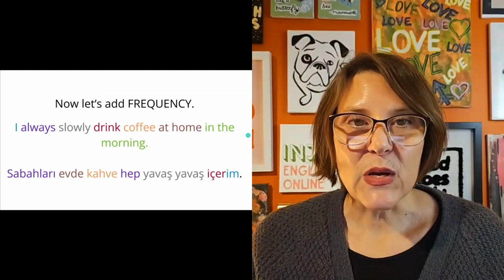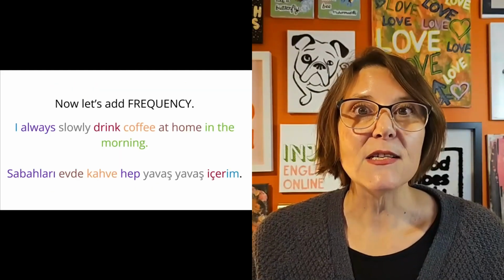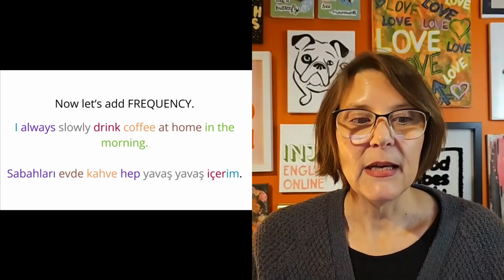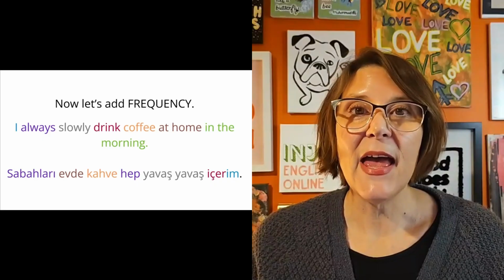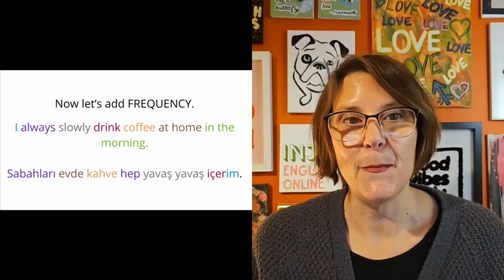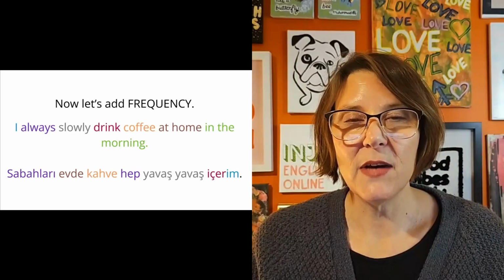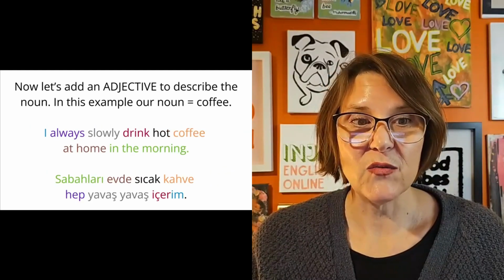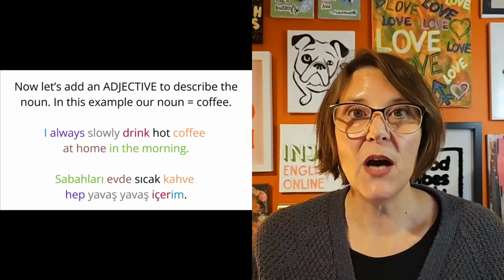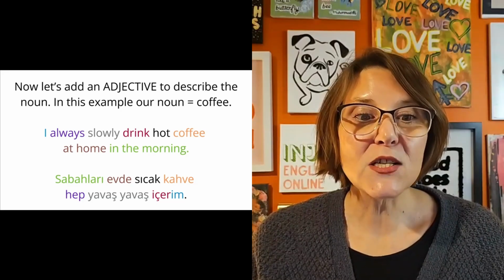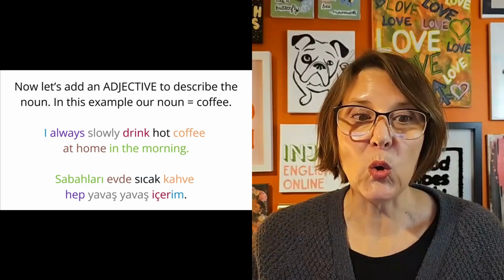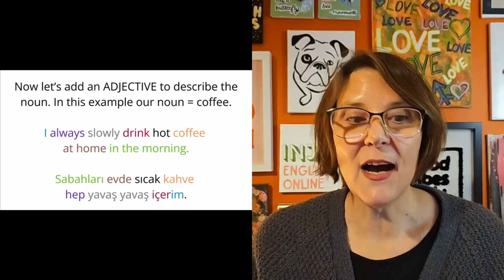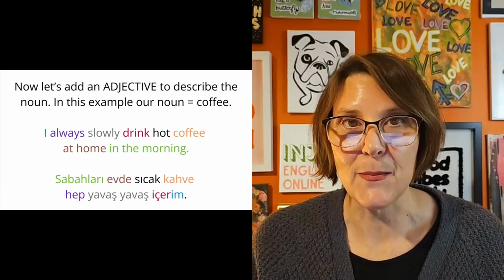Now let's add frequency. I always slowly drink coffee at home in the morning. Sabahlara evde kahve hep yavaş yavaş içerim. Now we've got all of our adverbs. Let's add an adjective. We're going to describe the coffee, which is our noun. I always slowly drink hot coffee at home in the morning. Sabahlara evde sıcak kahve hep yavaş yavaş içerim.